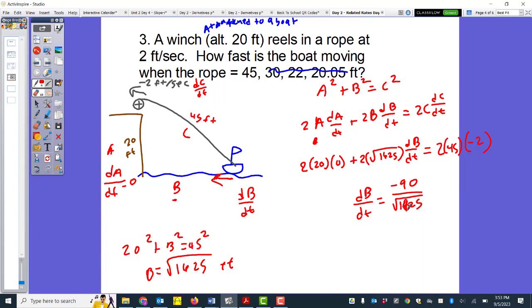If it was a no calculator problem, this would be an okay answer, but this one would probably end up being a calculator problem. So we end up with negative 90 divided by that value, negative 2.233 feet per second.